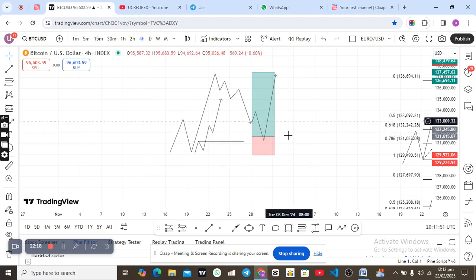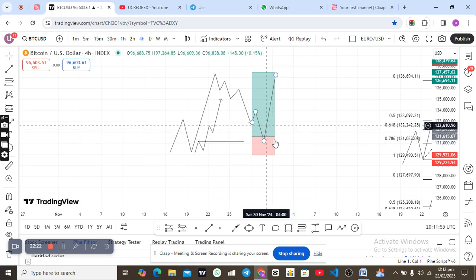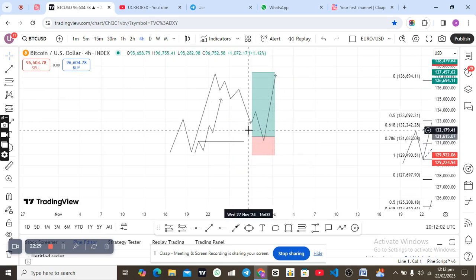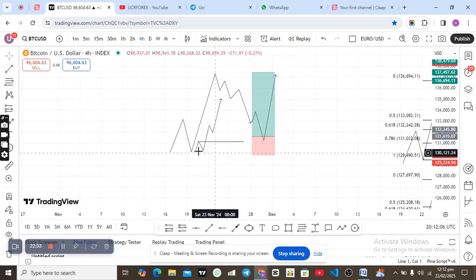Some of you might not even have the patience to wait for price to get to the 78. You just jump in for a new buy, and this could start playing with your psychology. So I encourage you to just mark out the 78 and allow things to play out this way. So this is what I mean by flip zone.